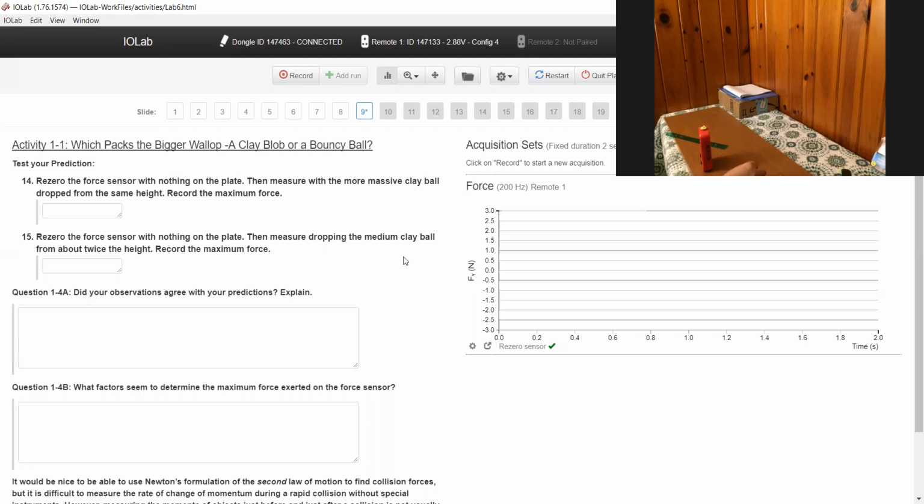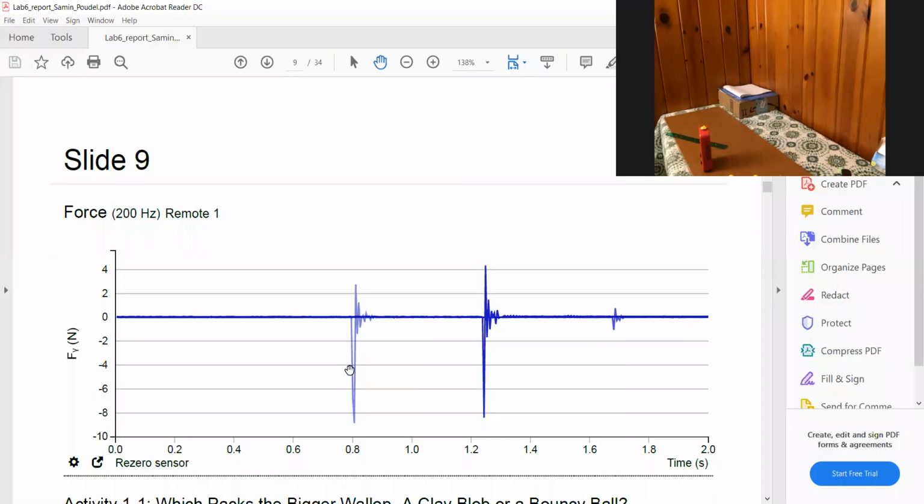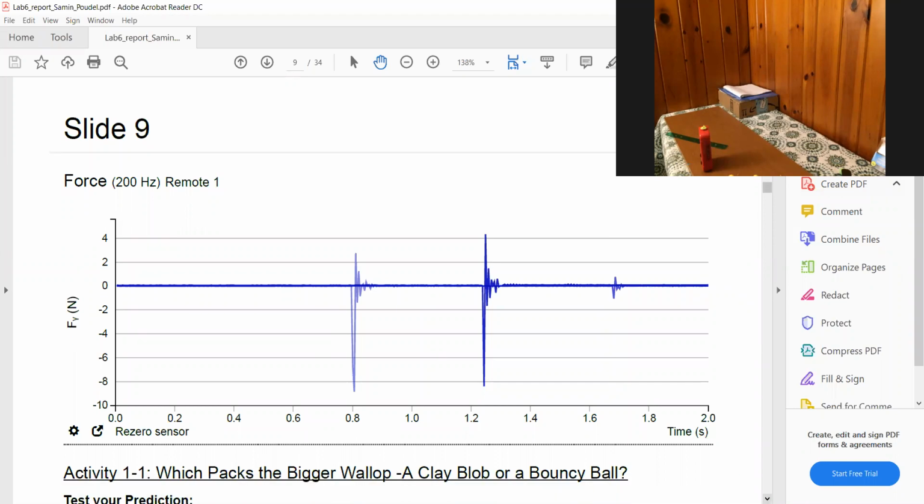If you do the first one, record your data, and then click add on, then re-zero your sensor and do the next one based on that. Let me show you what nature of graph you should expect. So the graph would be something like this. What I'm saying is, this was when I dropped the larger clay ball from the same height, and this was the medium clay ball with double the height.